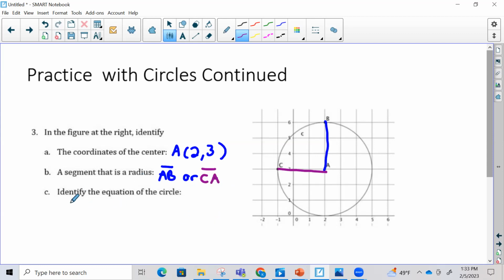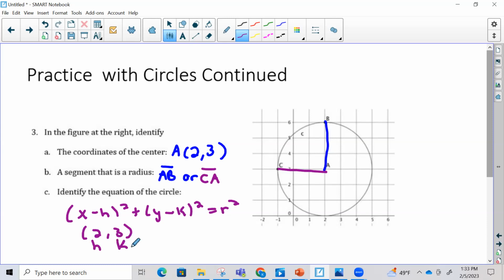And then we're going to write the equation. Again, the equation of a circle is this equation. We need the center, which we have as 2, 3, so my h is 2 and my k is 3. And then I also need my radius. I have to count the length of my radius when it's on a graph. I can count from A to B or A to C. Either way, I go 1, 2, 3, and the length of the segment is 3.